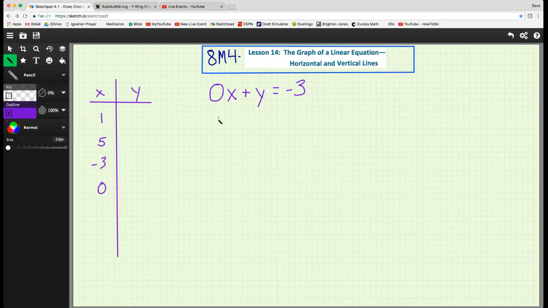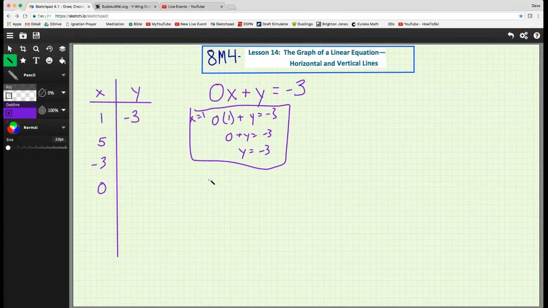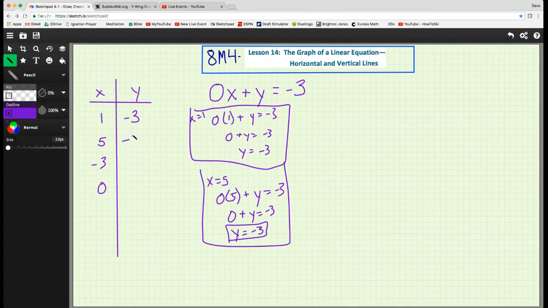So if x is 1, then we go 0 times 1 plus y equals -3. So we get 0 plus y equals -3. So y equals -3. So that's x equals 1. Now let's try x equals 5. We'll say 0 times 5 plus y equals -3. Well, that's 0 plus y equals -3. So again, y equals -3. I think you hopefully see the pattern.